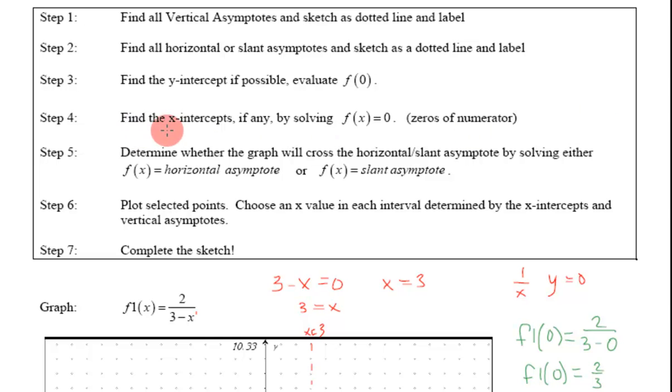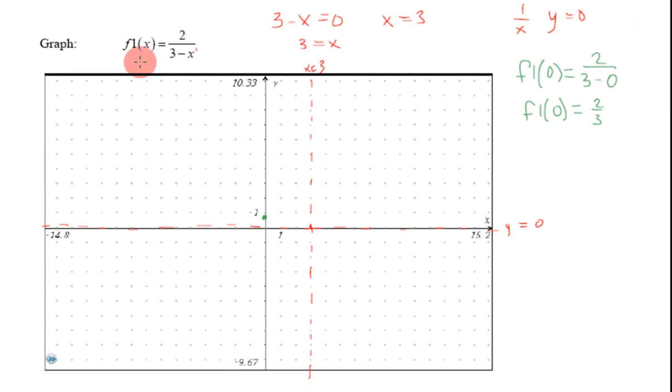Next, find the x-intercepts, if any, by solving f of x equal to 0. Here's f of x again. I want to set this equal to 0. So it's 0 equals 2 over 3 minus x. Now remember, for a fraction to be equal to 0, you have to have the numerator equal to 0. In this case, I can never get it equal to 0, so that doesn't cross the x-axis. Which makes sense because there's a horizontal asymptote, it gets closer and closer. But remember how to solve something with fractions like this. If you need to solve it, this is how you do it.